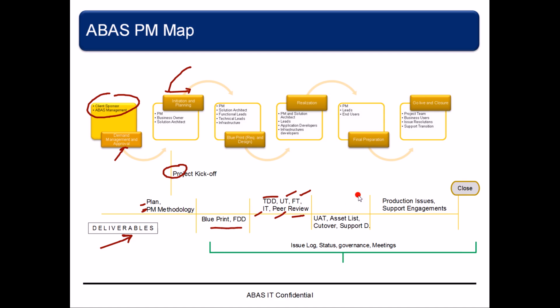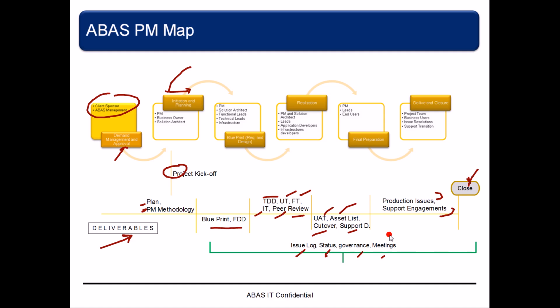After that, in the final prep, we're going to have the UAT document, the user acceptance test. We're going to have the asset list, which is what objects we're moving to production, the cutover plan, and support documents. Once we are live, we're going to capture the production issues and the support engagements. When all the issues are closed, we're going to go to the project closure, right? So that's our ultimate goal, with very good client satisfaction. And all those documents and steps come with the issue log, status, governance, and meetings.